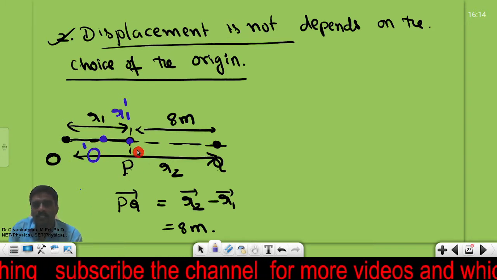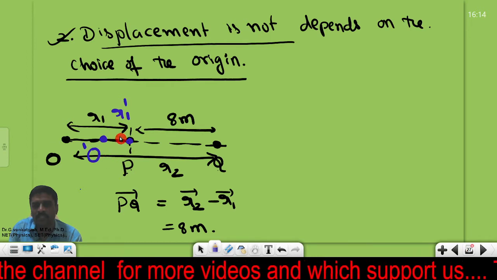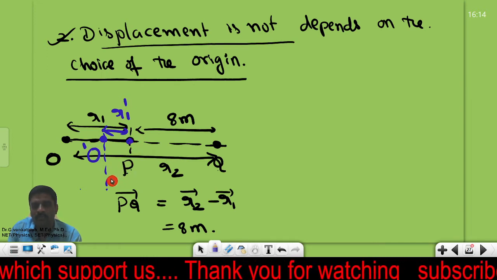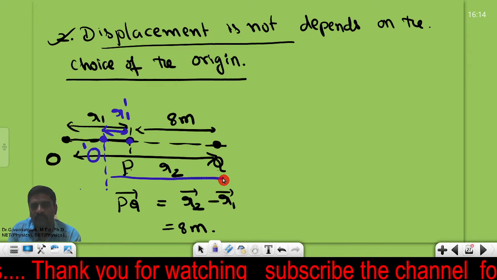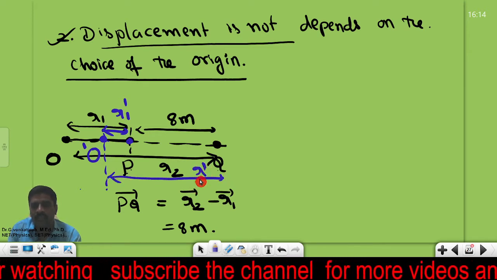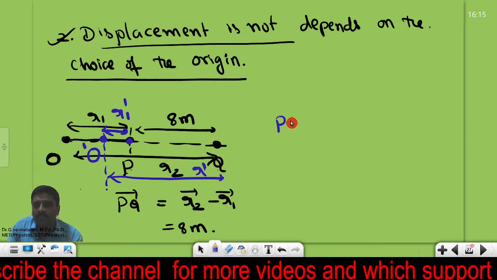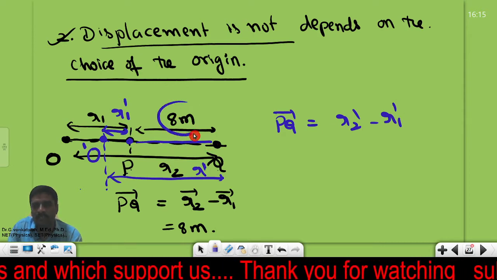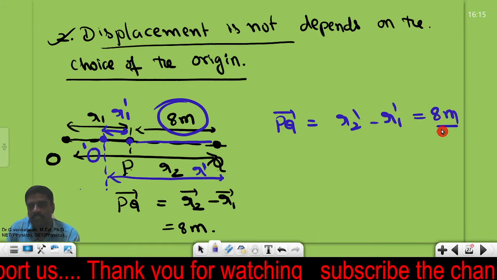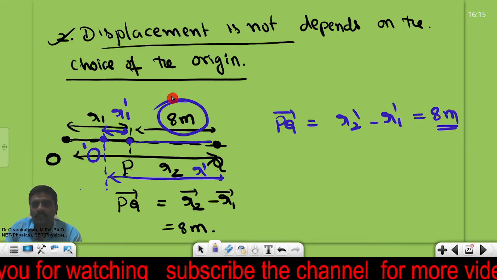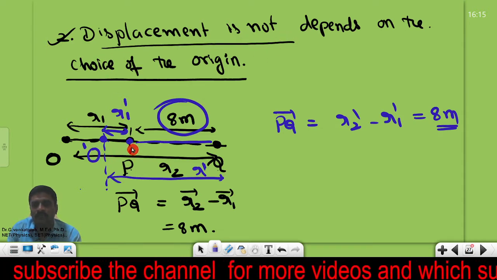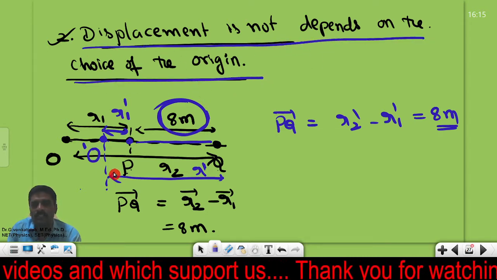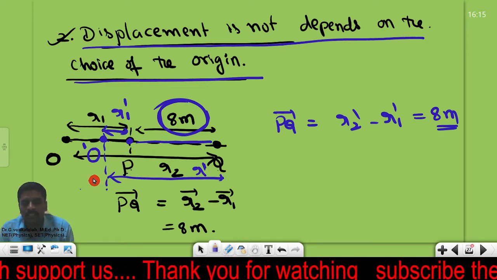After time t, the object has moved some more distance from P to Q, the second location of the object. That position vector I am taking as R2 dash. Then again PQ bar is equal to R2 dash minus R1 dash, but this value is always fixed. 8 meter distance is covered in the positive direction, 8 meters. What does that mean? It is telling us that even though the origin is displaced, the displacement never varies. That means the displacement is independent of the choice of origin. Even if we change the origin location, the displacement does not change.